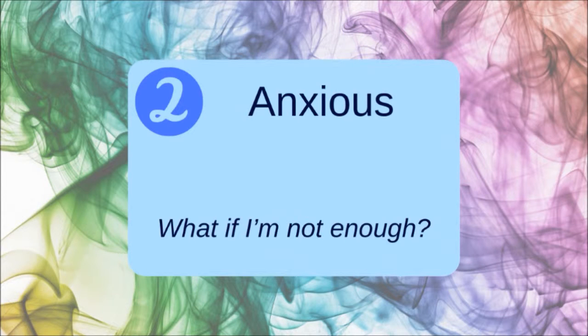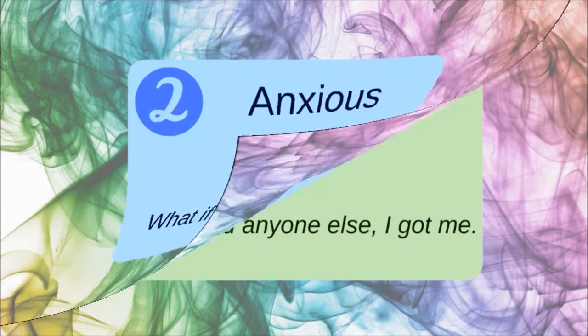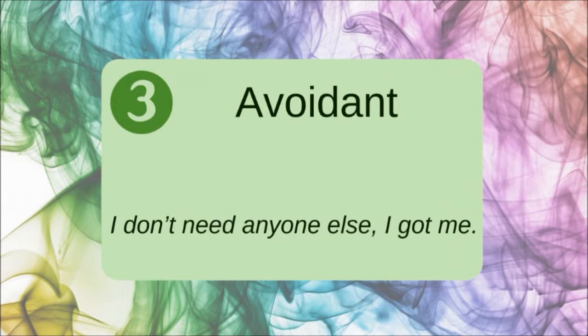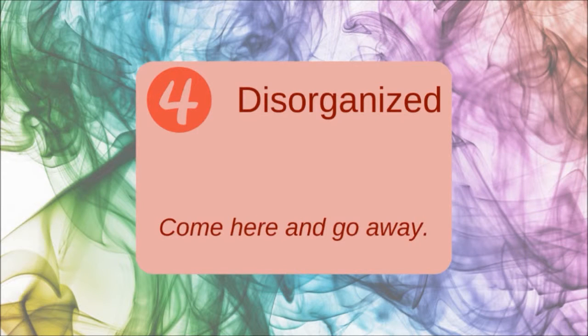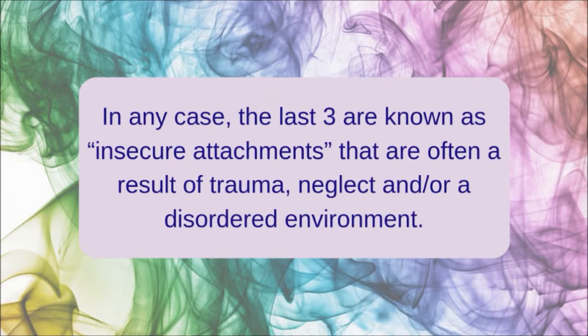Number 3, avoidant. I don't need anyone else, I got me. Number 4, disorganized. Come here and go away. In any case, the last 3 are known as, quote-unquote, insecure attachments that are often a result of trauma, neglect, and/or a disordered environment.